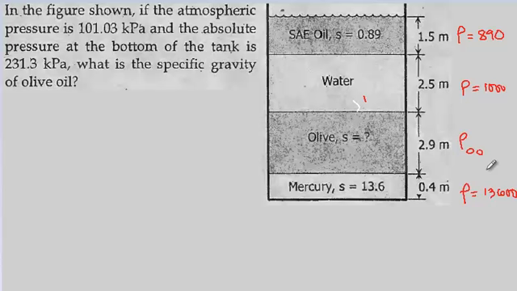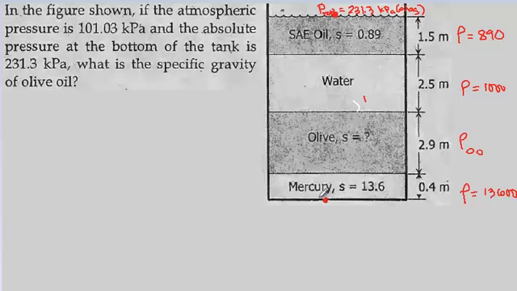This is the free surface, then we simply write how we do things. We start from here, at the top. What is the pressure at the top? It's given to be atmospheric. The pressure at the bottom is 231.3 kilopascal, and this is absolute.